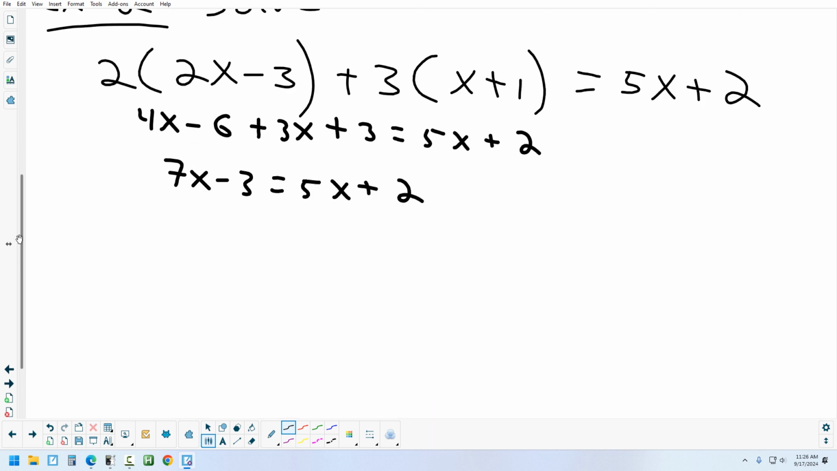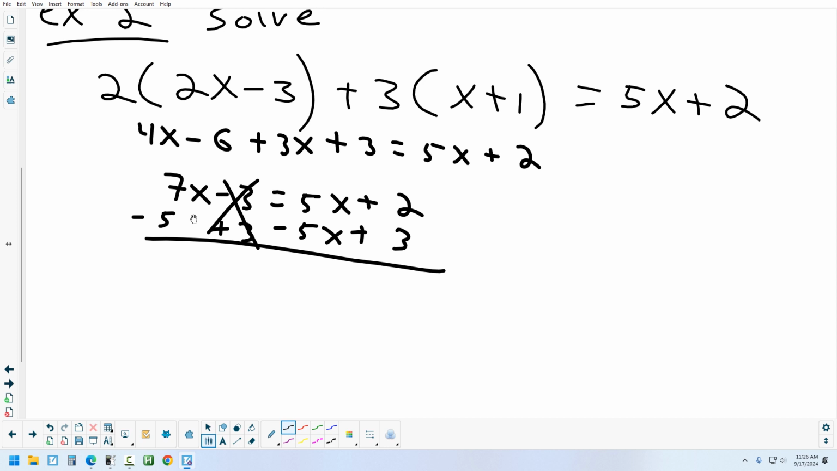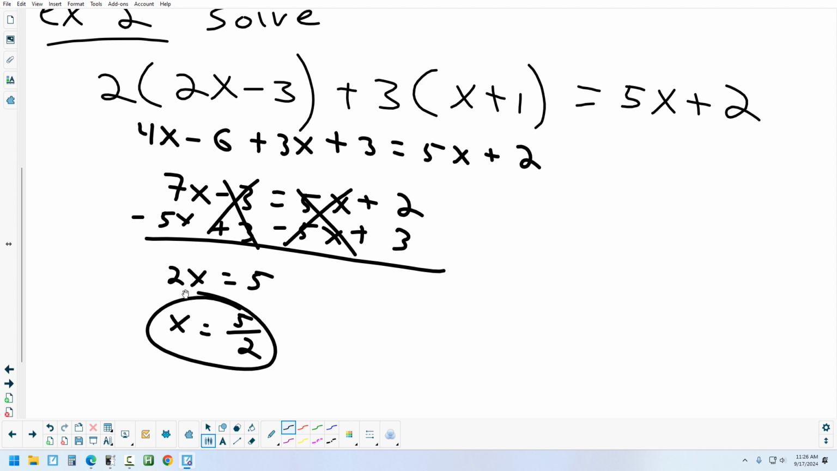Okay, so you gotta get the variable on one side. How would you do that? You can add 3 to both sides. All right, so we can add the 3. And what else could we do at the same time? Subtract 5x. Okay, that leaves me with 2x equals 5. So x equals 5 halves.